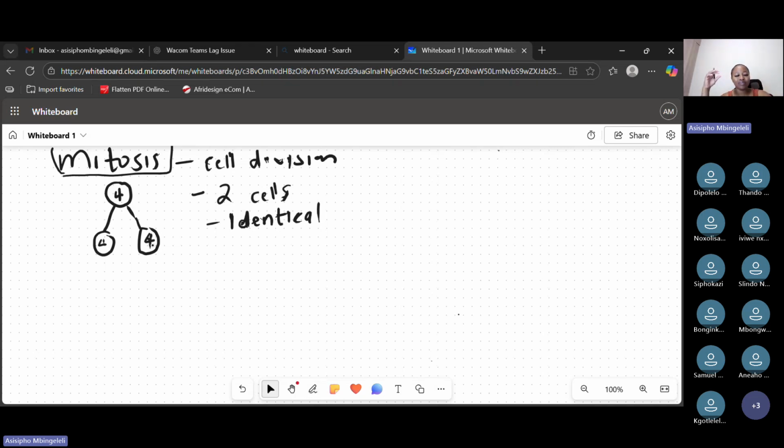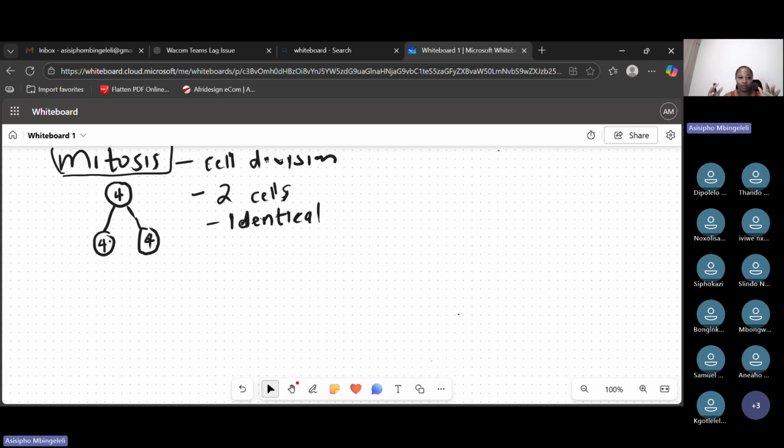Now, this does not make sense mathematically because you would think, okay, if one cell divides to form two cells, that means we are going to halve the number of chromosomes, and each cell will end up having half the number of chromosomes. But that is not the case. We then say in mitosis, the chromosome number is maintained.